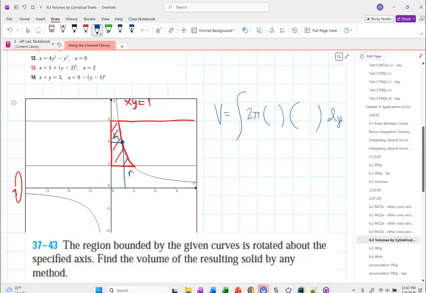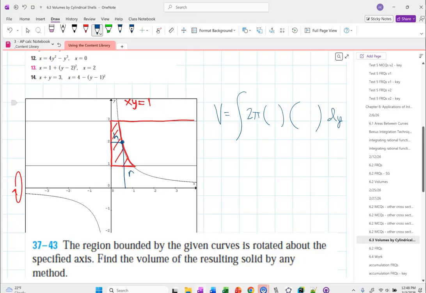Everybody drawing the same R and H that I did? Yeah, Ava? I'm sorry if you already said this. No, go ahead. How do you know where to draw the R and the H? Is there a specific way? So I'm drawing an arbitrary R and H.